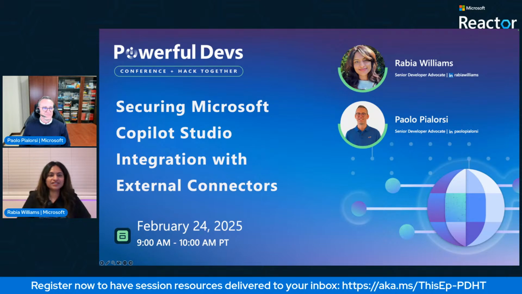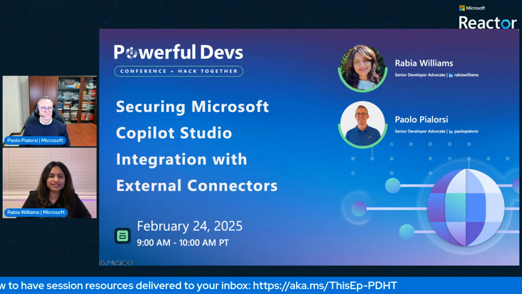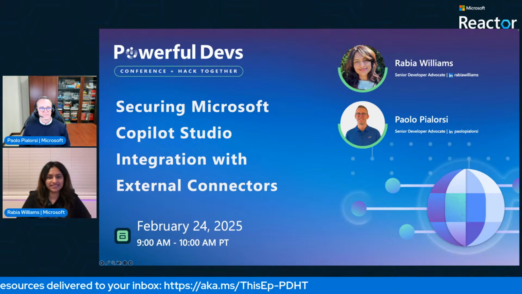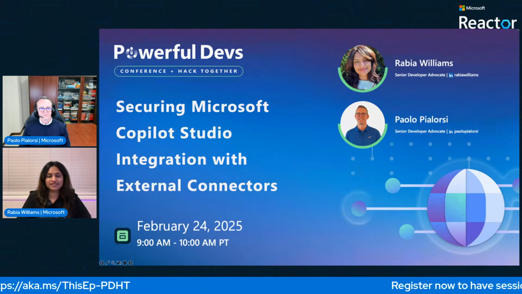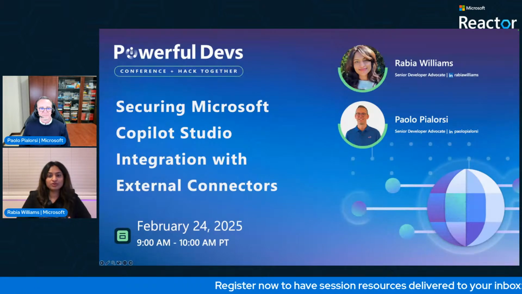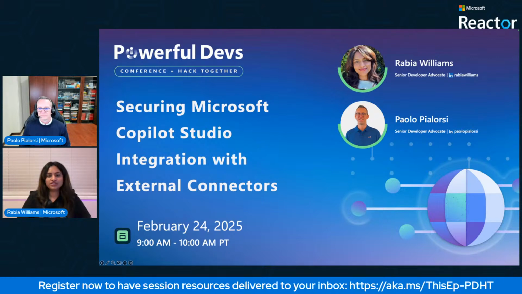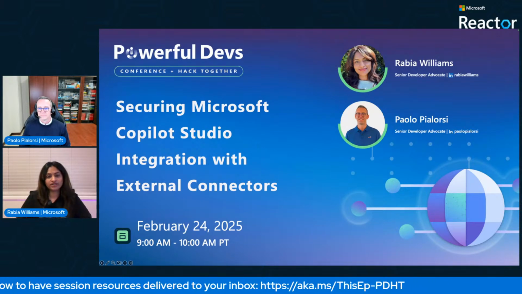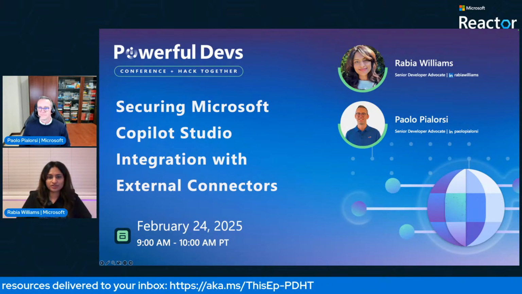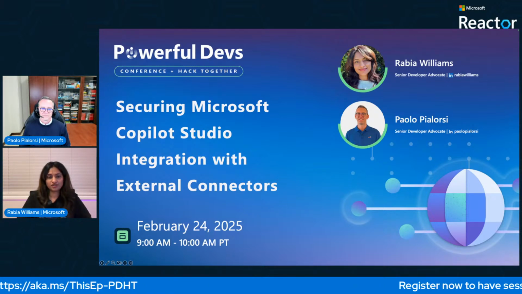Today, we're going to learn about securing Microsoft Copilot Studio integration with external connectors. We're going to talk about Power Platform connectors, the basics of it. We'll show you many demos, and we will show you how to secure them, with the different authentication options available. We will take you through connecting with Graph API, which is the Microsoft 365 data available to you, and custom APIs as well. So let's get started with the basics.